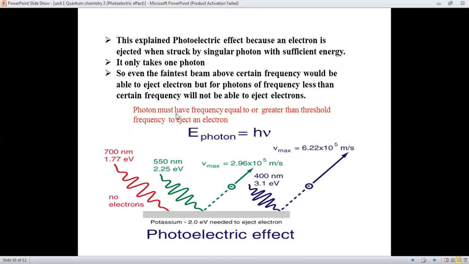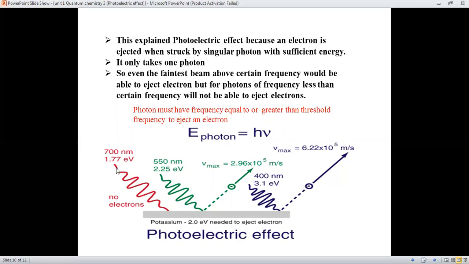According to Einstein, the energy of a photon is fixed to be h mu, and the photon must have a frequency equal to or greater than the threshold frequency. Here is the example of potassium metal, whose work function is 2.0 electron volt, meaning its binding energy. The incoming photon should have energy greater than this energy. Then only will the ejection of the electron occur.